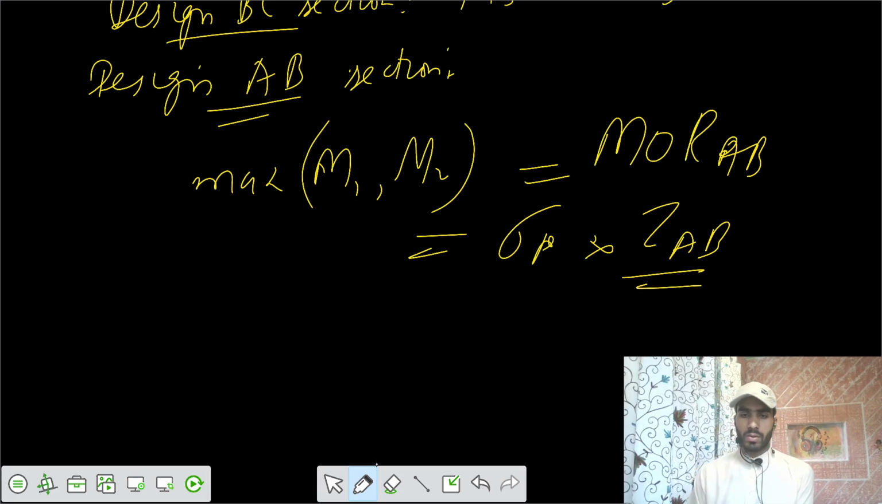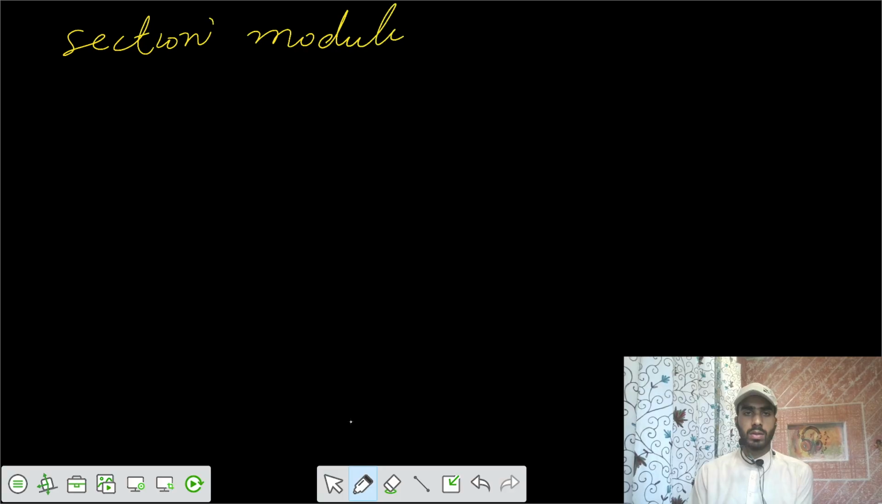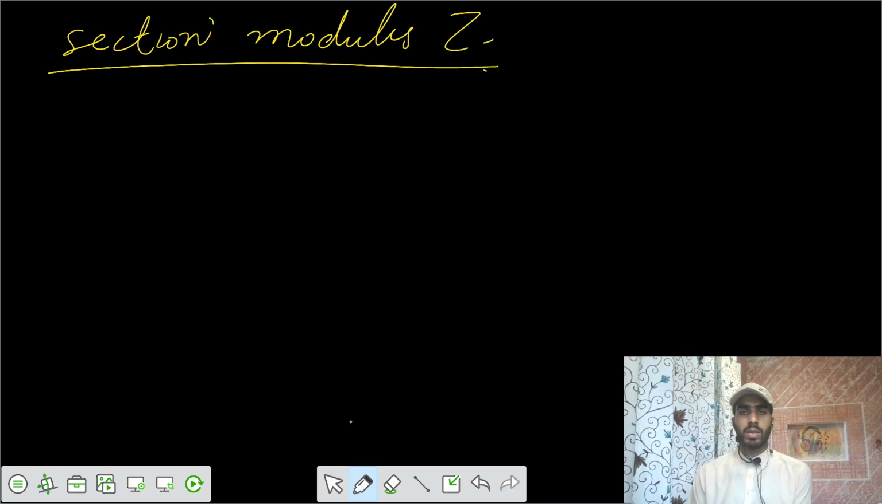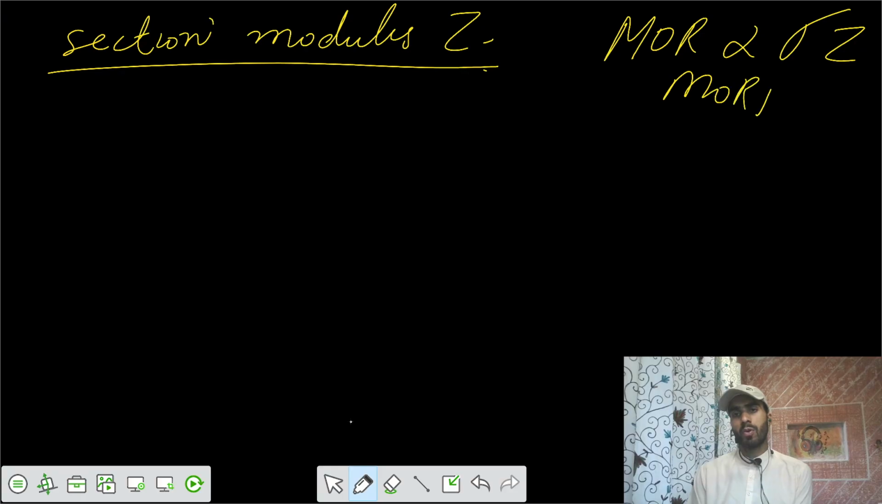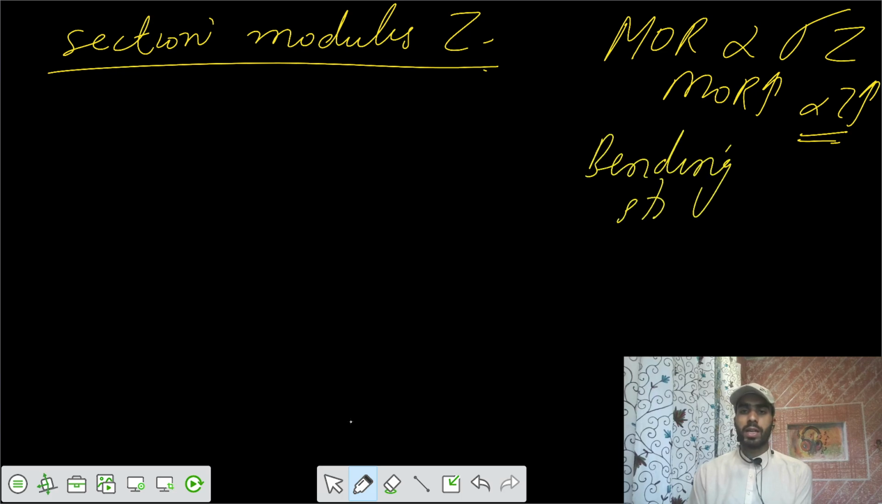Now the concept of section modulus for the different sections. Let's calculate that. We got that the moment of resistance is sigma times Z. So your moment of resistance would be more if your section modulus is more. That means more bending strength. For more bending strength, you should have a section with more section modulus Z.